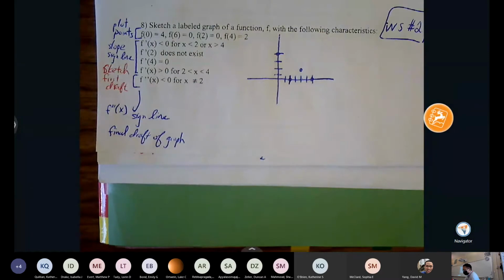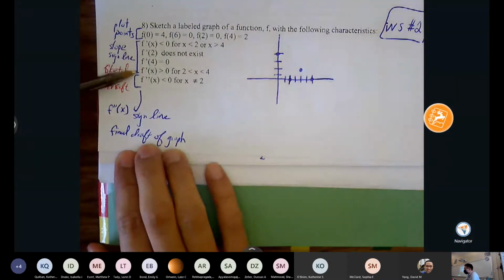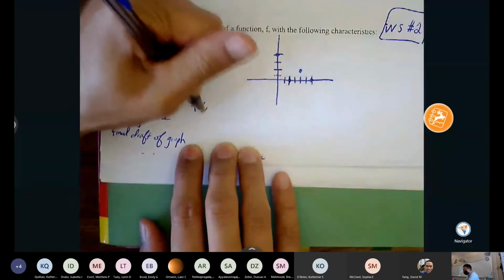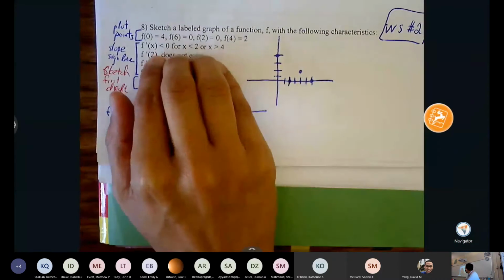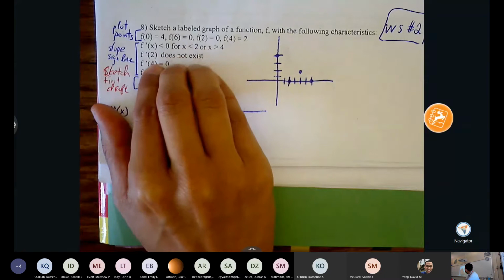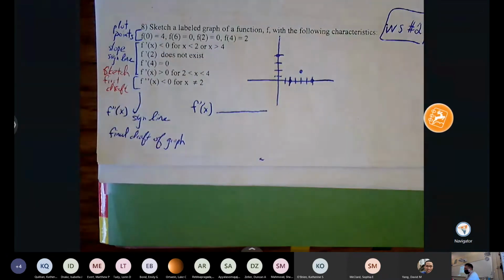All right, I have my points plotted. Now I'll turn my attention to my next statements. They're all involving f prime. So here's my f prime sign line. Based off of those statements, can you identify the critical points, the x values that we can place onto our sign line? Or what x values do they mention in those statements?